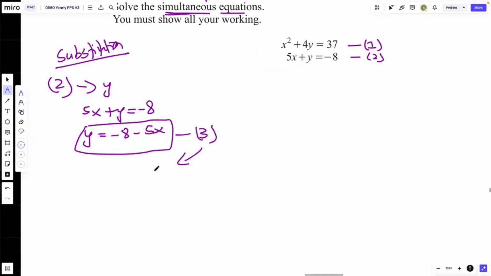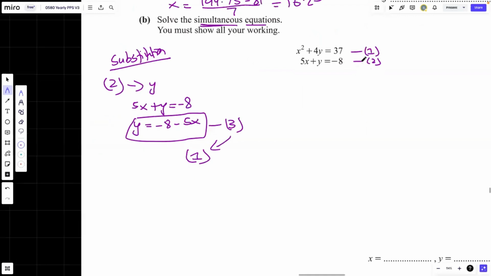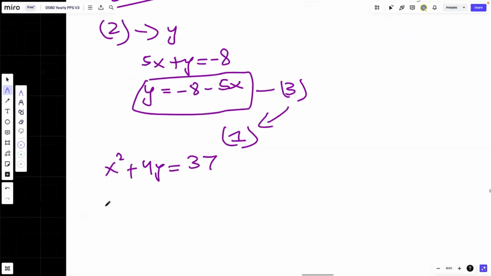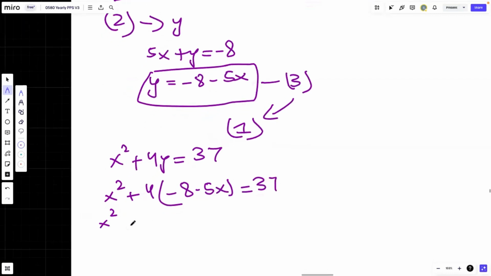Now plug this into the first equation, the one that we did not use. Substitute the substitution that you made in the other equation, which is equation 1. Equation 1 is actually x squared plus 4y equals 37. Now I'll substitute in place of y the substitution that I've made: x squared plus 4 times minus 7 minus 5x equals 37. X squared, this is 4 times negative 7 is negative 28, and that's negative 20x equals 37.